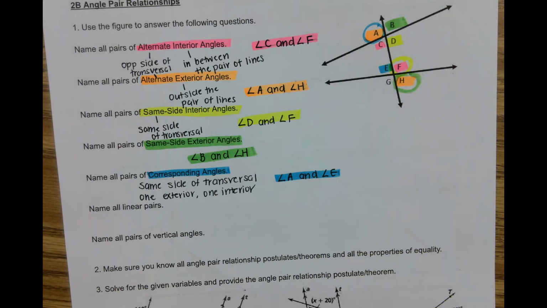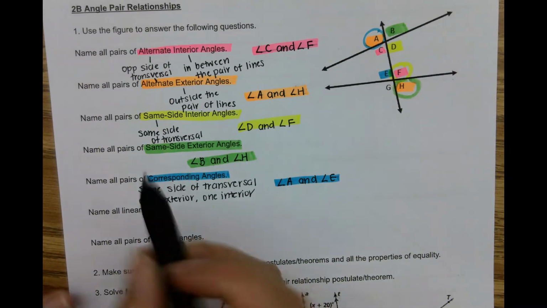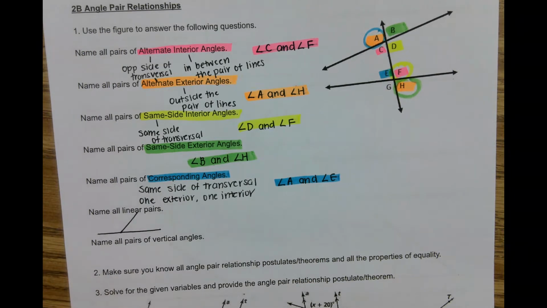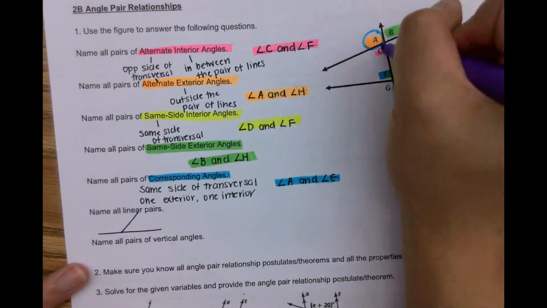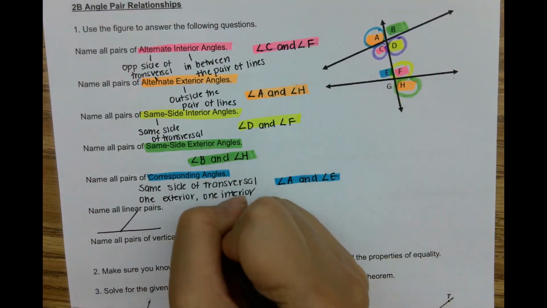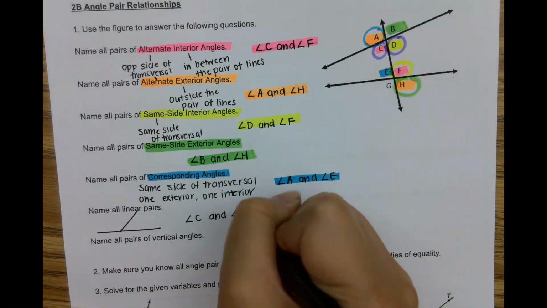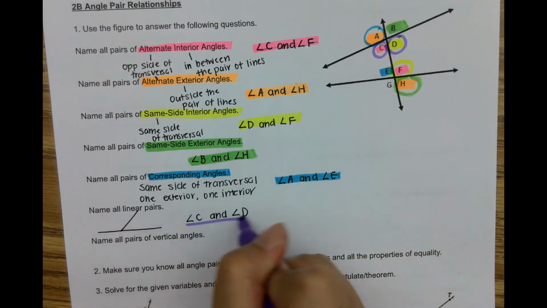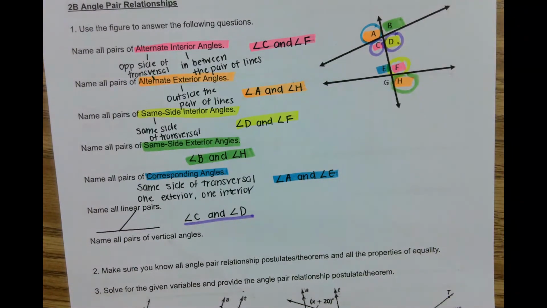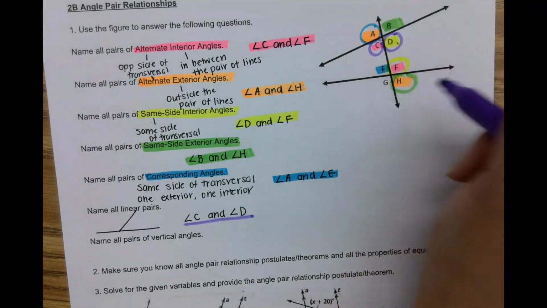Then, linear pair. Linear pairs are on the same line, and they are adjacent. They are next to each other, and they total 180 degrees. An example of a linear pair would be angle C and angle D. That's one of the examples. There are a lot of them here. C and D, D and B, B and A, and A and C. Those are all linear pairs as well. And the same thing here: E and F, F and H, H and G, G and E.